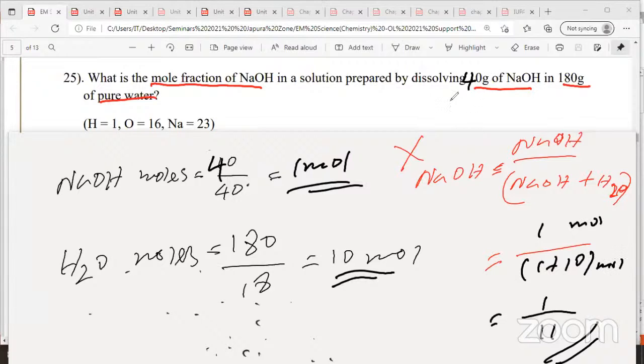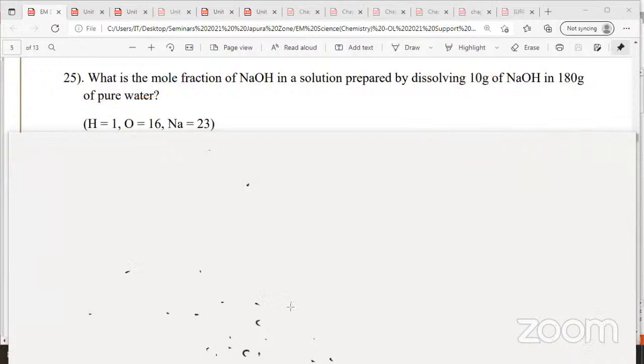Please make a small correction here. Question number 25, make it 40 grams of NaOH, right? Otherwise there's no answer. Done. Question number 25. Yes, it's 40 grams. Please, I'll highlight this, make it 40 grams, not 10 grams. Done. Then question number 26.